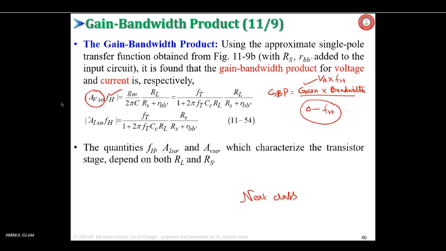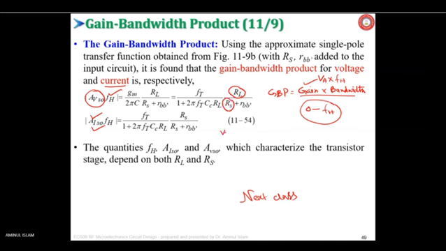And for current gain also, this definition applies. The current gain bandwidth product is current gain multiplied by the frequency. And you see that it is dependent on RL, which is load resistance at the output terminal, which is connected to the collector of the BJT, and RS is the source resistance.